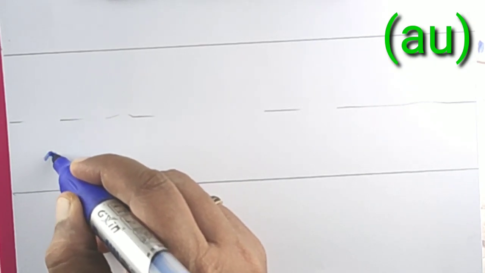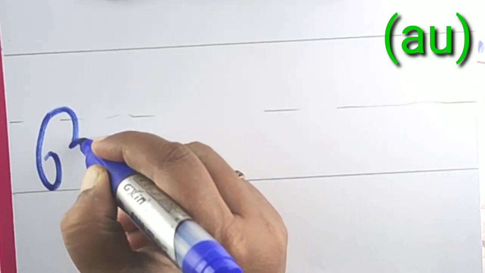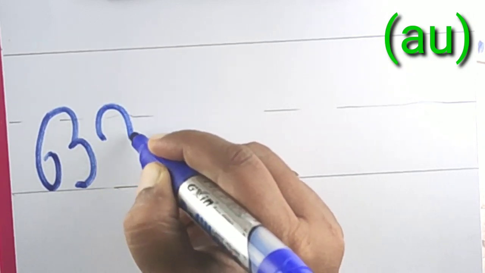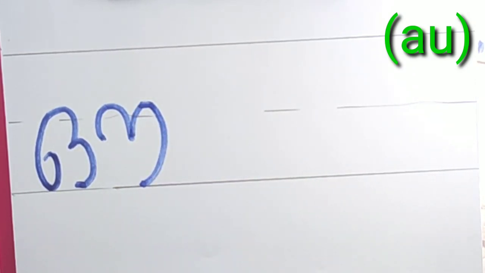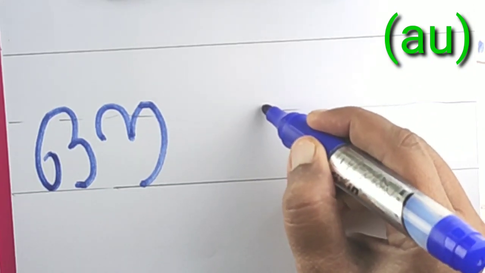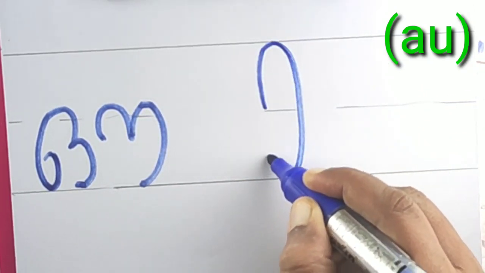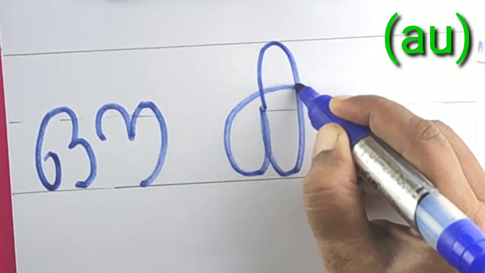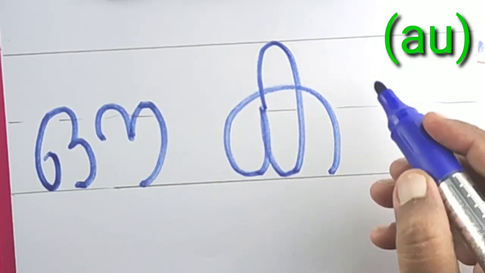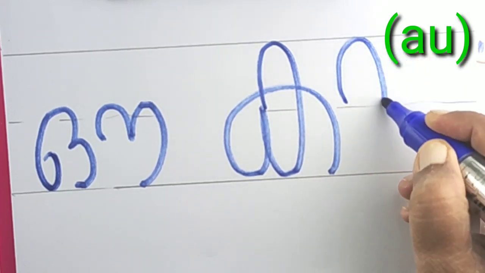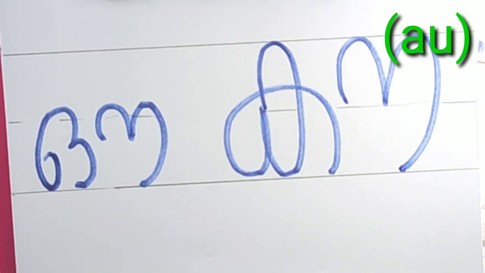The next vowel sign is ow. Let's see how to write ow. So we'll write O and make it ow. So that is ow. Now we'll make ka with the ow sound. So we'll write ka first. And we'll put this sign over here. So that is cow. That is cow. Ka with the ow sound.